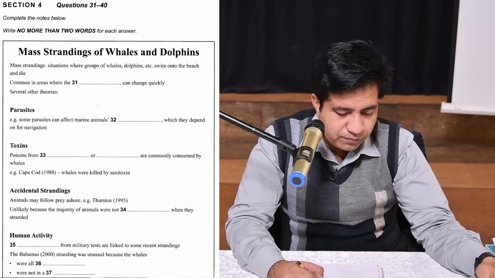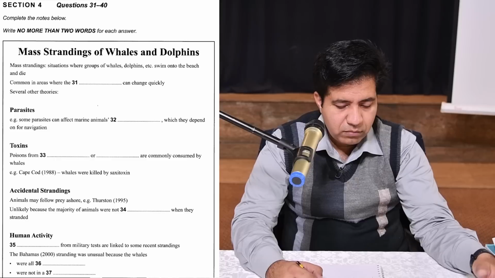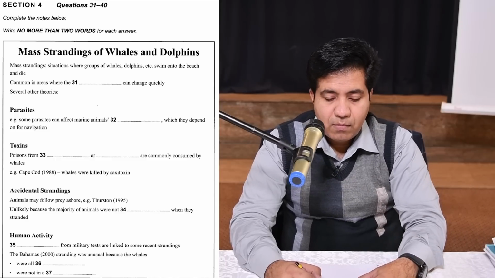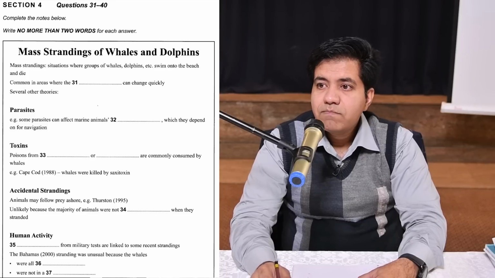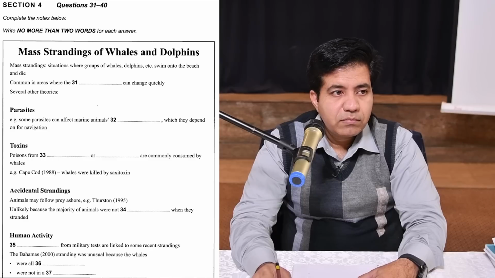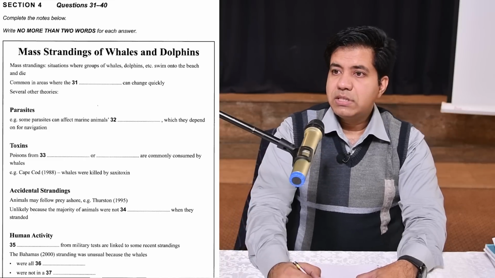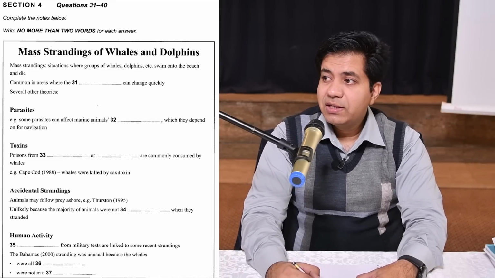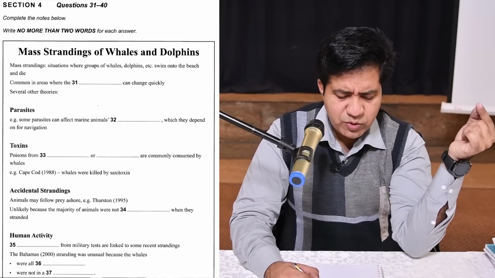The first is that the behavior is linked to parasites. It's often found that stranded animals were infested with large numbers of parasites. For instance, a type of worm is commonly found in the ears of dead whales. Since marine animals rely heavily on their hearing to navigate, this type of infestation has the potential to be very harmful.